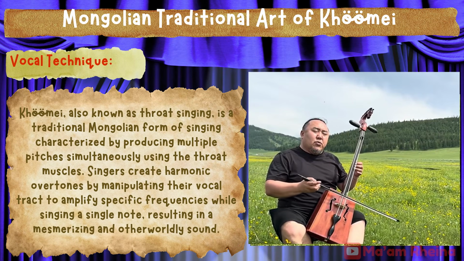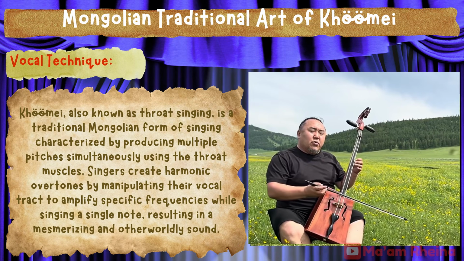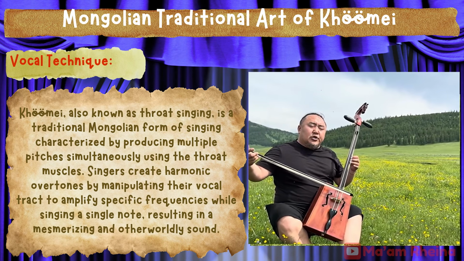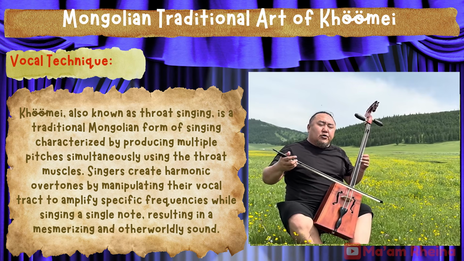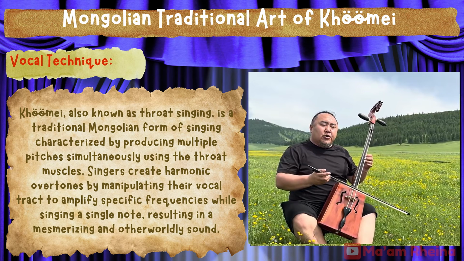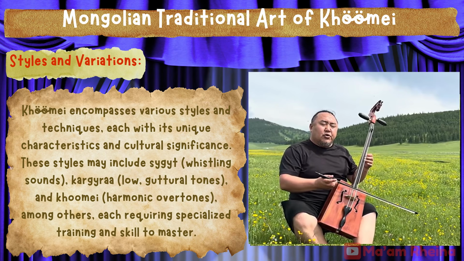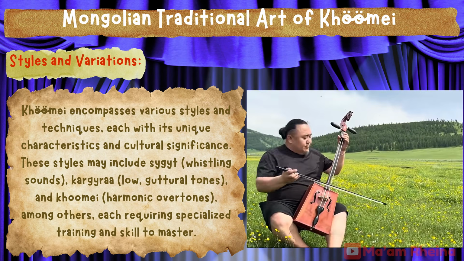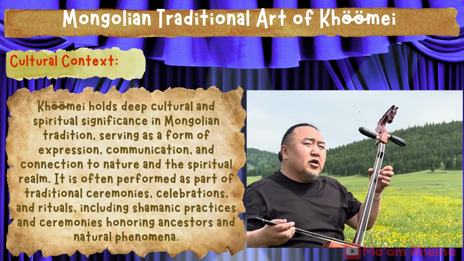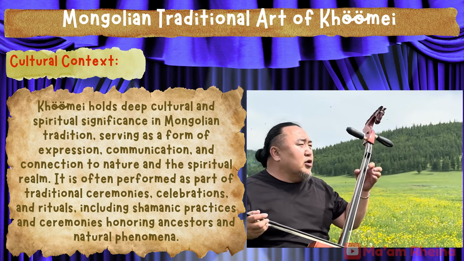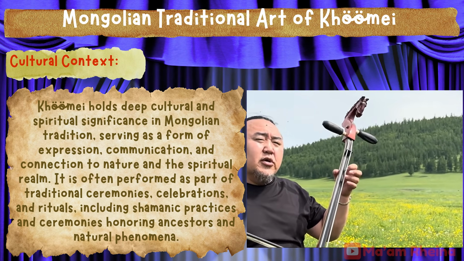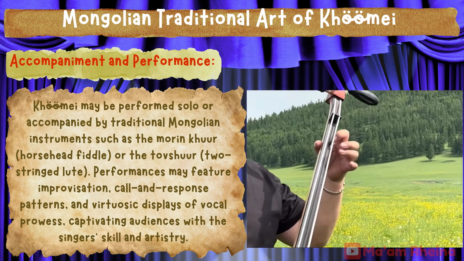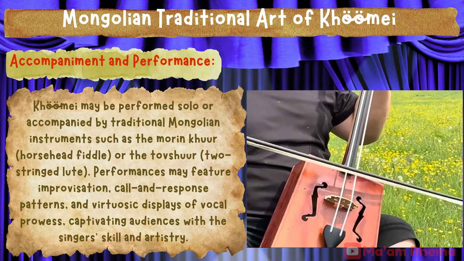Mongolian traditional art of Kume. Kume, or Mongolian throat singing, is also deeply ritualistic. It is a unique vocal technique, producing 2 or more pitches at the same time, often mimicking the sounds of nature like wind or water. There are different styles, such as siget, whistling tones, kargira, deep growls, and kume, harmonic overtones. Kume is performed within a cultural and spiritual context as a way to communicate with nature, honor ancestors, and connect to the spirit world. It can be sung solo or with traditional instruments like the morin khor, the horsehead fiddle, making each performance both artistic and ceremonial.